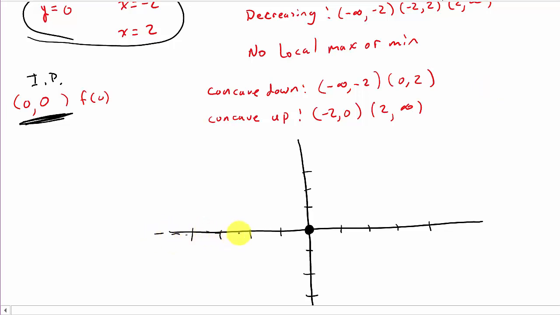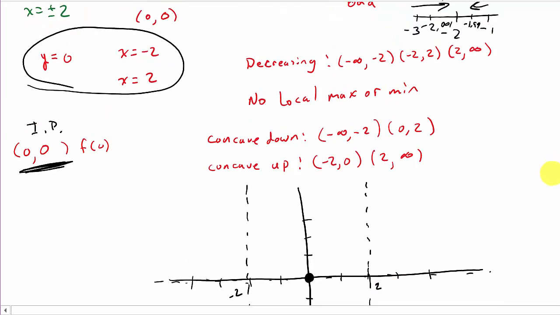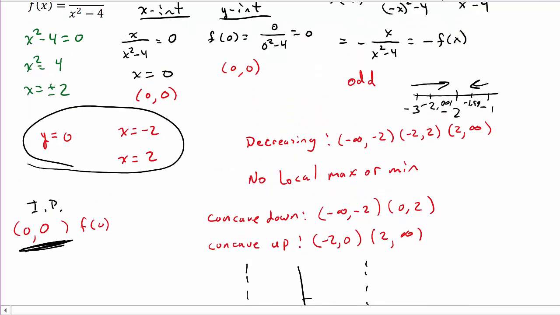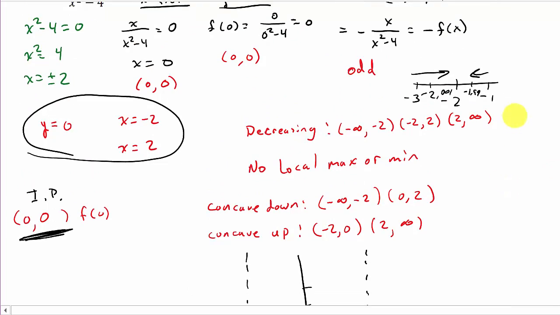And so I have a horizontal asymptote here. And then I have vertical asymptotes at 2 and at -2. So this is -2 and there's +2. All right, so now we can look at everything else, the increasing, decreasing, concavity, to help us draw it.